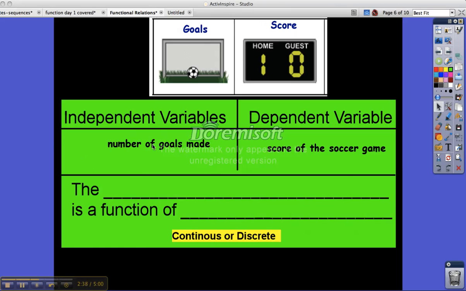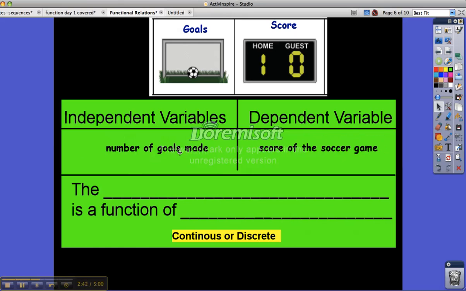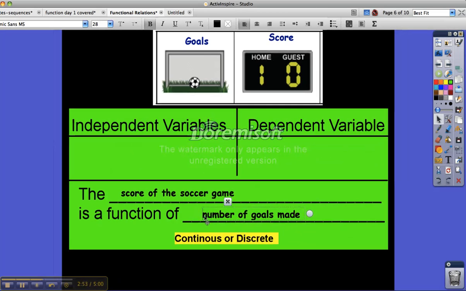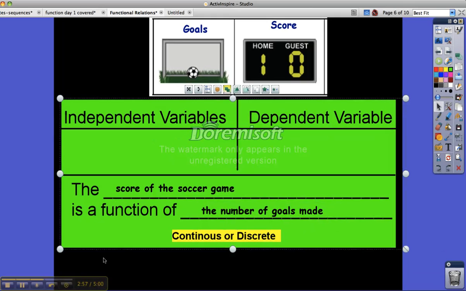Our independent variable was how many goals I've made. Our dependent variable is the score of the game. The score of the game depends on how many goals we've made. So the score of the soccer game is a function of the number of goals made. Now, is this continuous or discrete? So, can I have a continuous line? If I graph this, could I have 1.5, 1.2, 1.8 goals? No, you cannot. So that means that it is discrete.